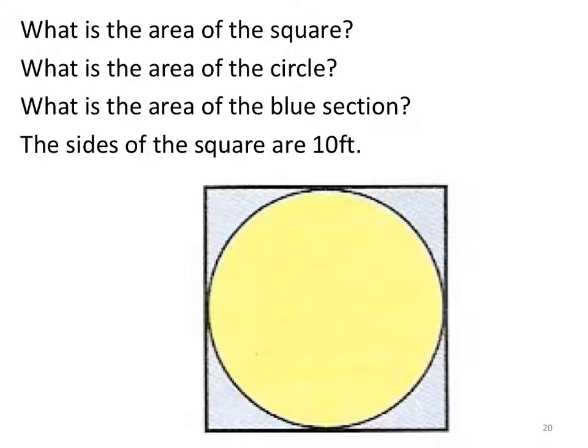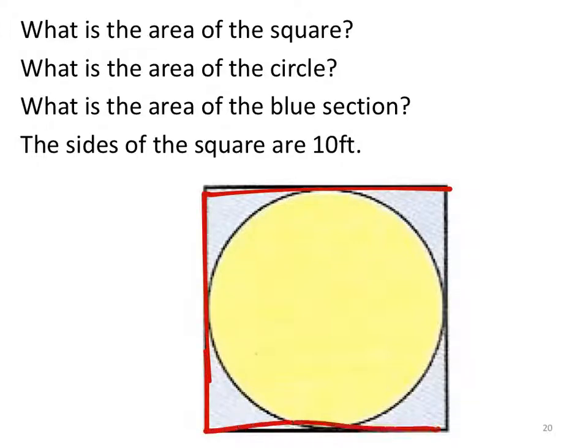What is the area of the square? What is the area of the circle? And what is the area of the blue section? This seems like, just the picture makes it look more complicated than it is, which is why most people hate it. Let's just look at the square. So, if we were just to ignore that circle right there, then I'd have this square.